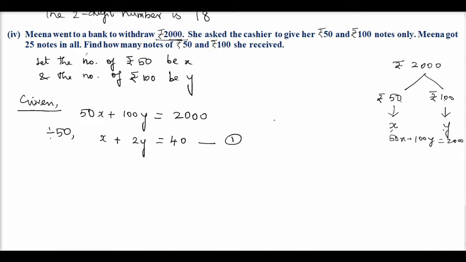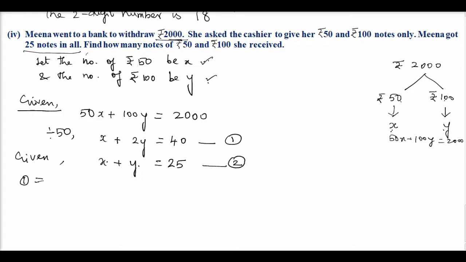Okay, now the next condition is that she has 25 notes in all. Number of 50 rupees notes is X and number of 100 rupees notes is Y, and total is 25. So the next condition given is that X plus Y, the number of 50 rupees notes plus the number of 100 rupees notes, total is 25 notes. So this is our second equation. Now let's solve them using elimination method.